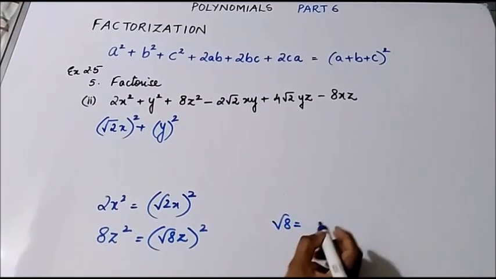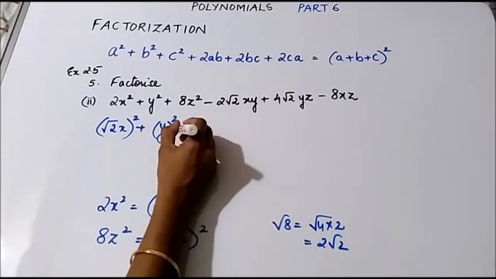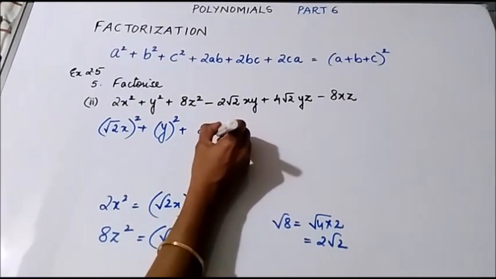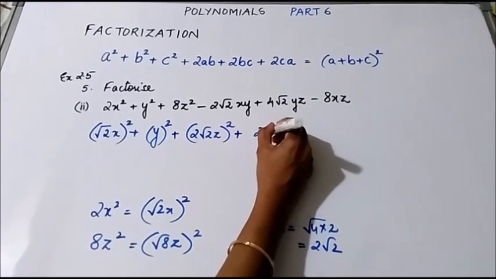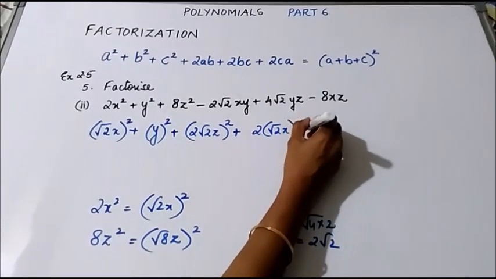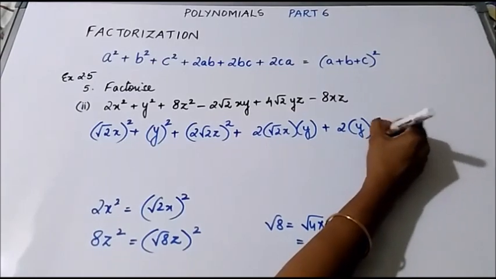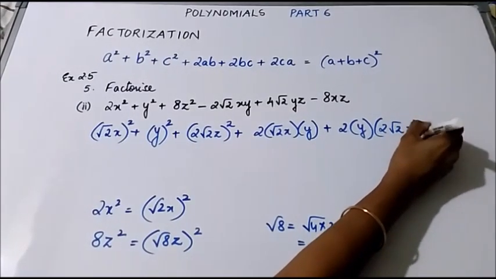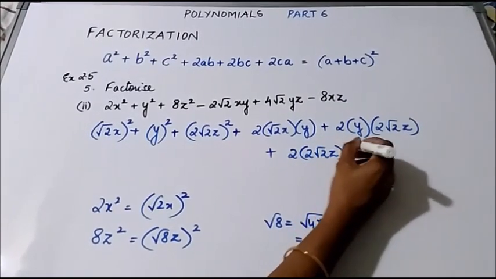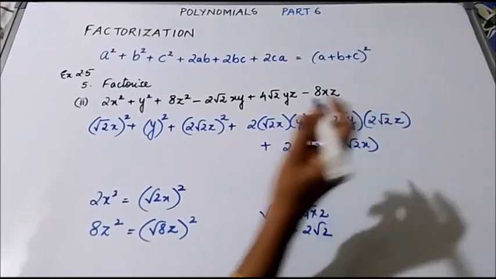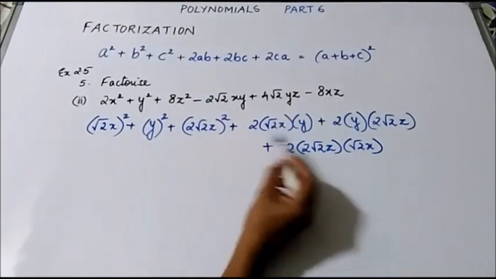How will you simplify root 8? We'll write this as root 4 into 2. Square root of 4 is 2, so root 8 is 2 root 2. So here we can write 2 root 2 z the whole square plus 2 into root 2x into y plus 2 into y into 2 root 2z plus 2 into 2 root 2z into root 2x. Now is this both equal? No, it is not equal. As we can see, there is a negative sign here, but here there is no negative sign.